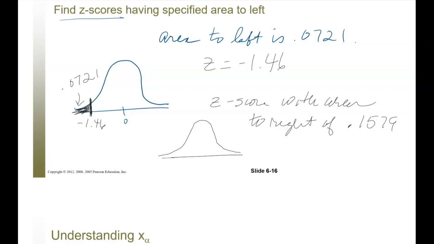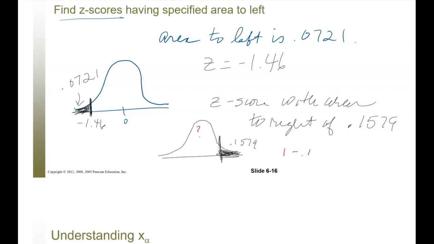All right, area to the right. Okay, so now I've got to start at the right. Well, it's definitely under 0.5. So I'll put it somewhere about here. I don't know where, but it's definitely under 0.5. 0.1579. Here's the problem though. Your table only gives areas to the left. So that's great. 0.1572, 0.1579. I need this area though. How do I get that?